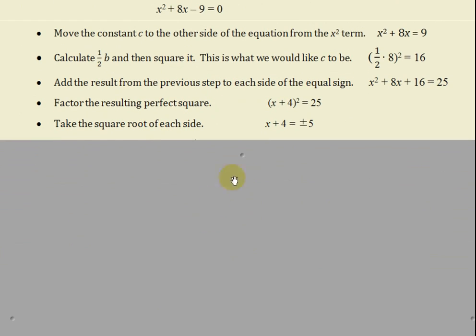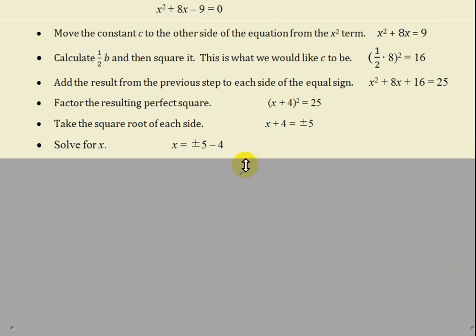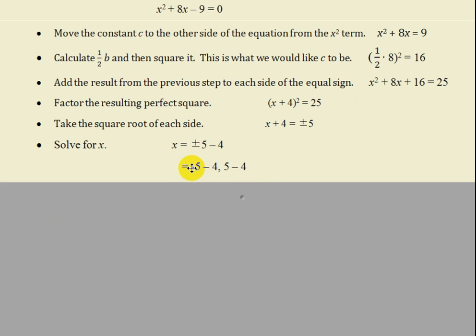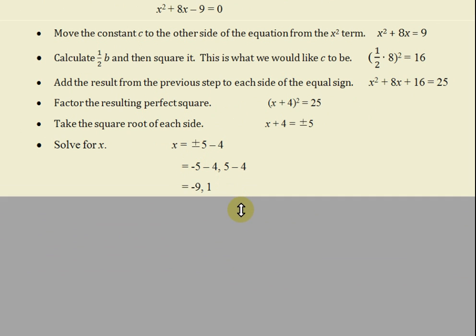And then we solve that equation, subtract 4 from each side, but we need to subtract 4 both from a positive 5 and from a negative 5, so that we're going to get two roots here. So if we take negative 5 minus 4, we'll get negative 9. Positive 5 minus 4 will give us 1. So we have two solutions, negative 9 and 1, that will both satisfy this equation.